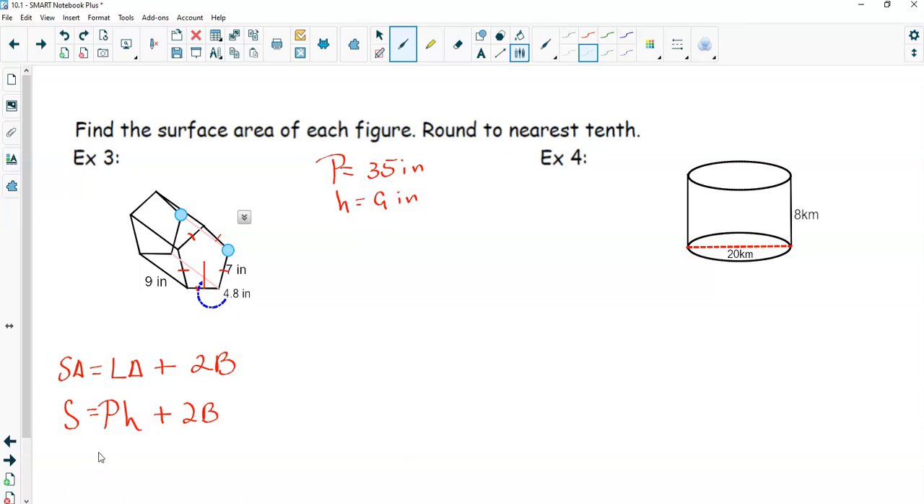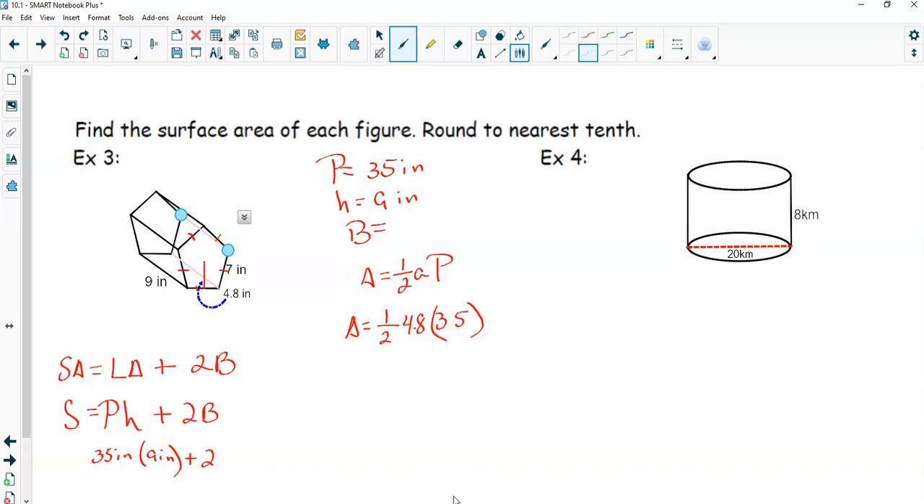So I start filling in. 35 inches times 9 inches plus twice the area of the base. Well, the area of the base, if you remember, the area for a regular pentagon is 1/2 the apothem times the perimeter. We already have the perimeter, which is 35, times the apothem. The apothem is 4.8, and that times 1/2, or half of it, right? That would give me this big P, or the area of the base.